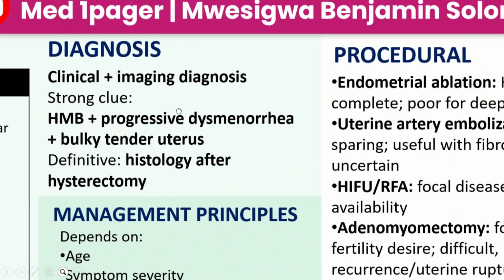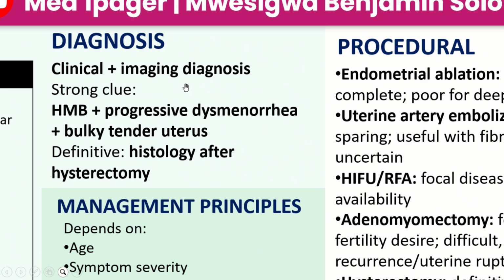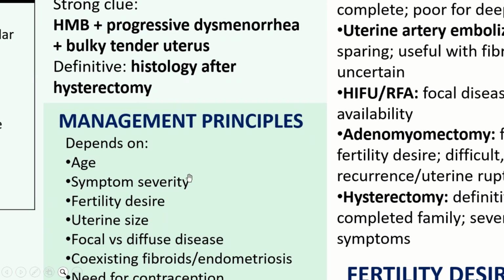Then for the diagnosis, it's going to be both clinical as well as imaging supported. The strong clue is that if someone has been having heavy menstrual bleeding, progressive dysmenorrhea, and a bulky tender uterus, and the imaging shows those signs, then most likely you are dealing with adenomyosis. The definitive diagnosis is on histology after hysterectomy, where you remove the uterus and examine it and find that there is endometrial tissue in it.